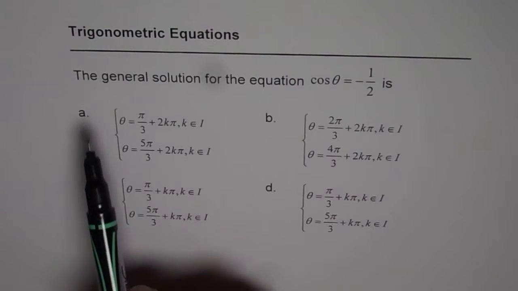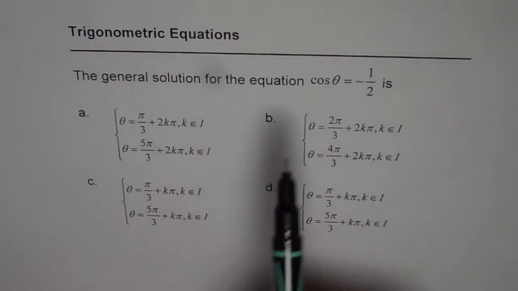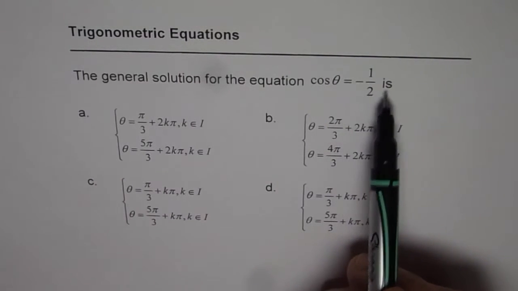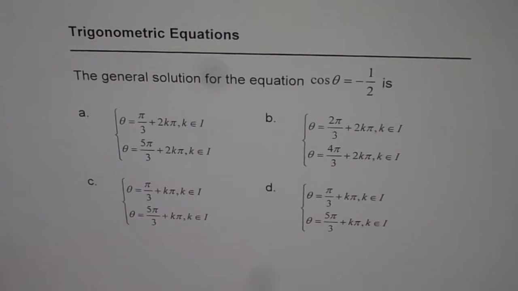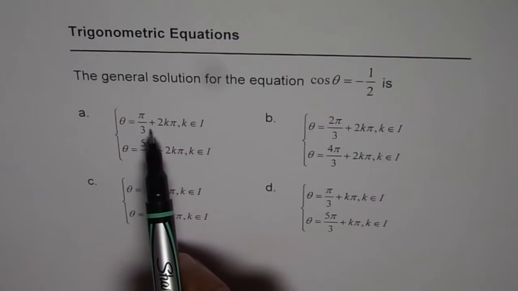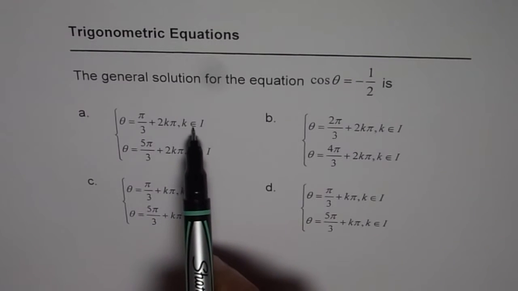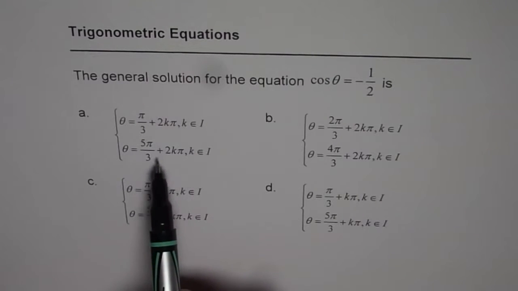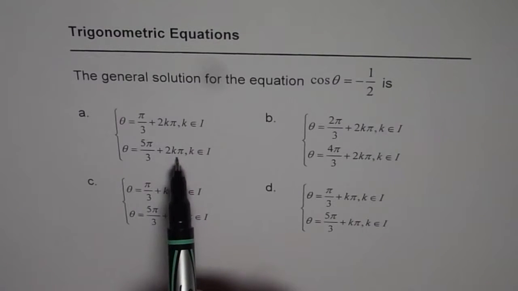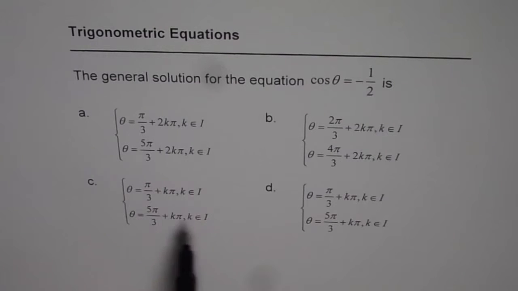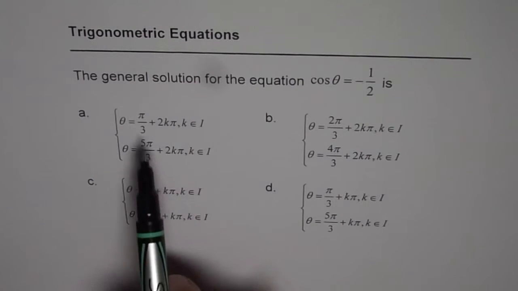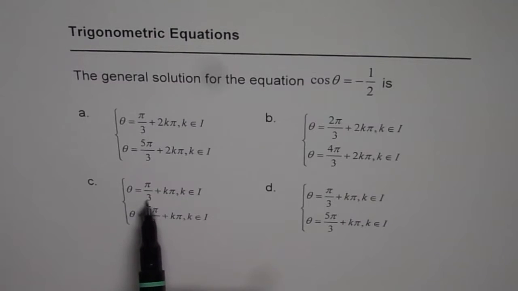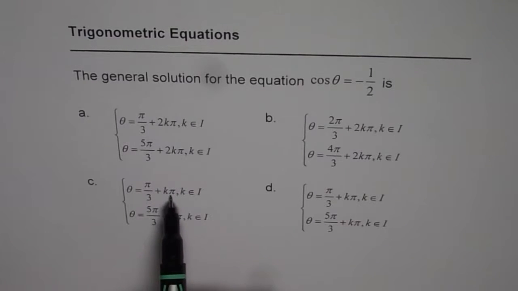The question here is, the general solution for the equation cos theta equals minus half is what? So we are given four options. Let's look into one of these. It says theta equals pi over 3 plus 2k pi, where k belongs to integers, or theta equals 5 pi by 3 plus 2k pi, where k belongs to integers. So that kind of options are there, and the variation to this is theta belongs to pi by 3 plus k pi, where k belongs to integers.